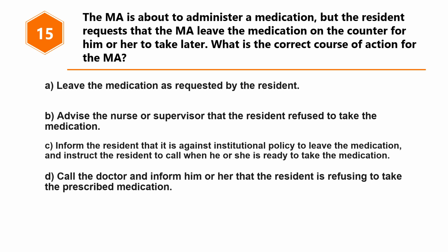Option A. Leave the medication as requested by the resident. Option B. Advise the nurse or supervisor that the resident refused to take the medication. Option C. Inform the resident that it is against institutional policy to leave the medication, and instruct the resident to call when he or she is ready to take the medication. Option D. Call the doctor and inform him or her that the resident is refusing to take the prescribed medication.